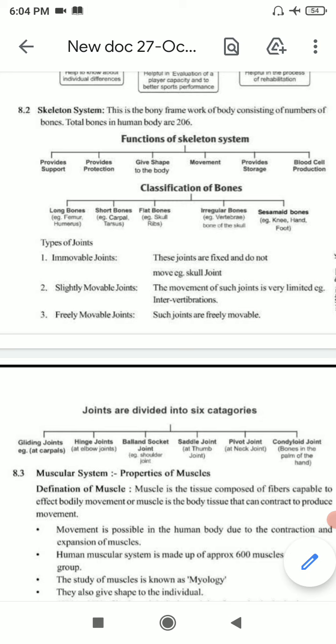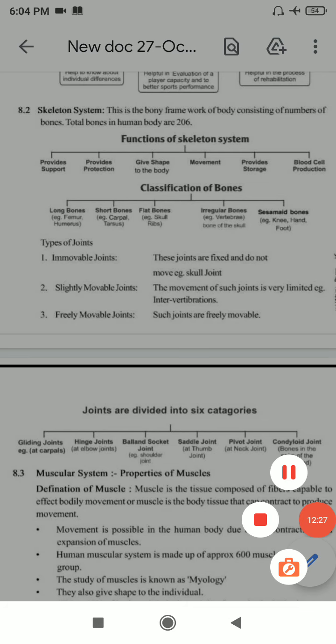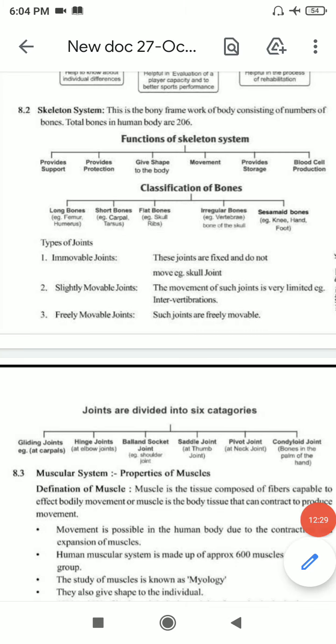And saddle joint, thumb joint. Okay, thumb joint is the example of saddle joint, and pivot joint is the neck joint, and condyloid joint is the bone in the palm of the hand. So palm and hand bones are also the condyloid joint. So some joints are in the categories with examples: first gliding joints, hinge joints, ball and socket joints, saddle joints, pivot joint, and condyloid joints.